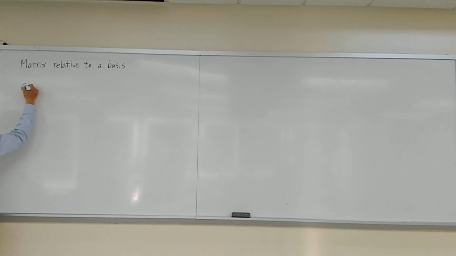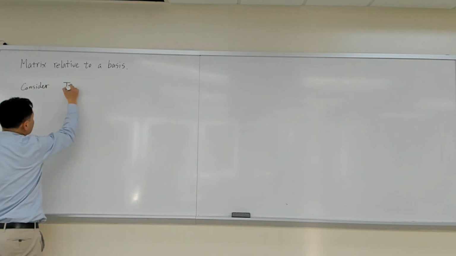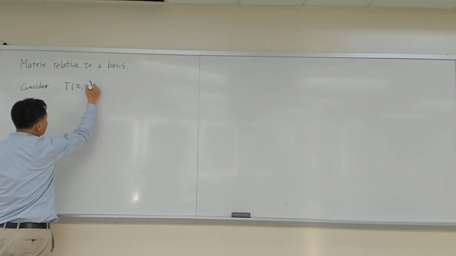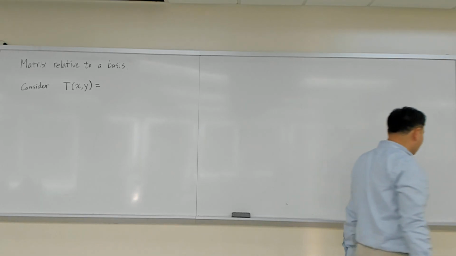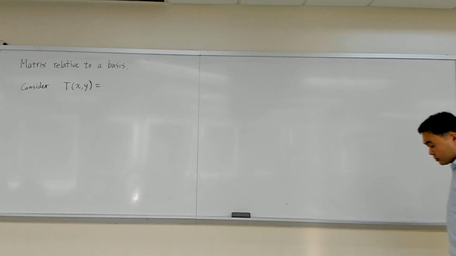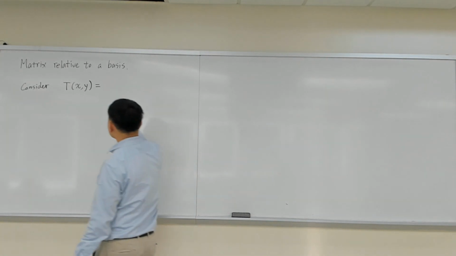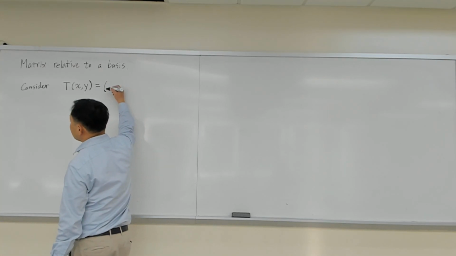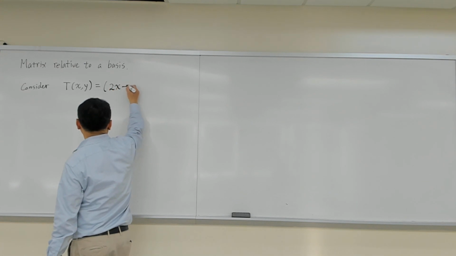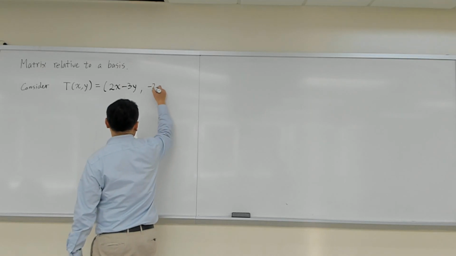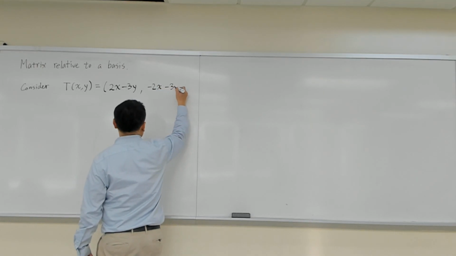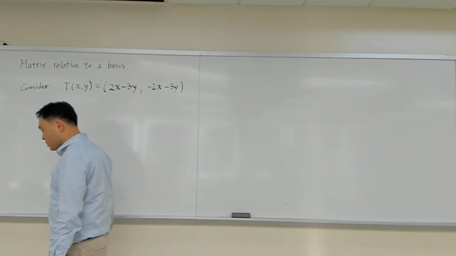Okay, so consider a function of two variables x and y, where you get 2x minus 3y as the first coordinate and negative 2x minus 3y as the second coordinate.